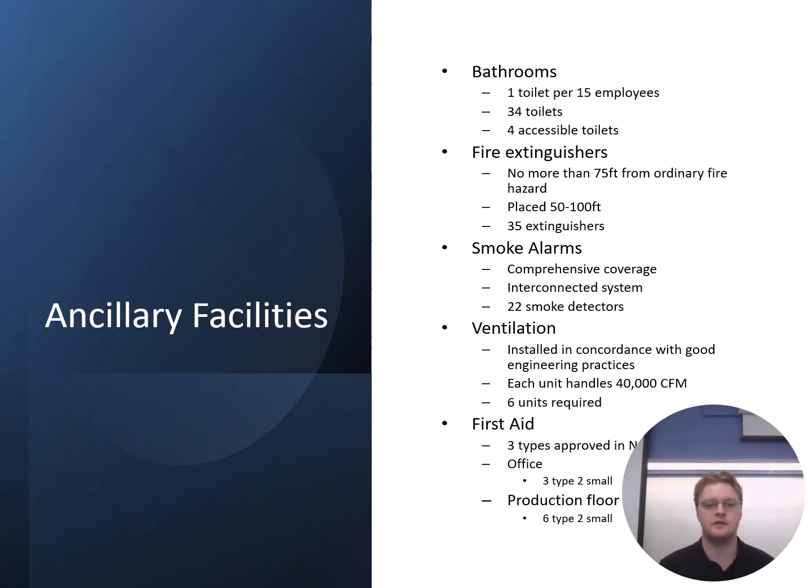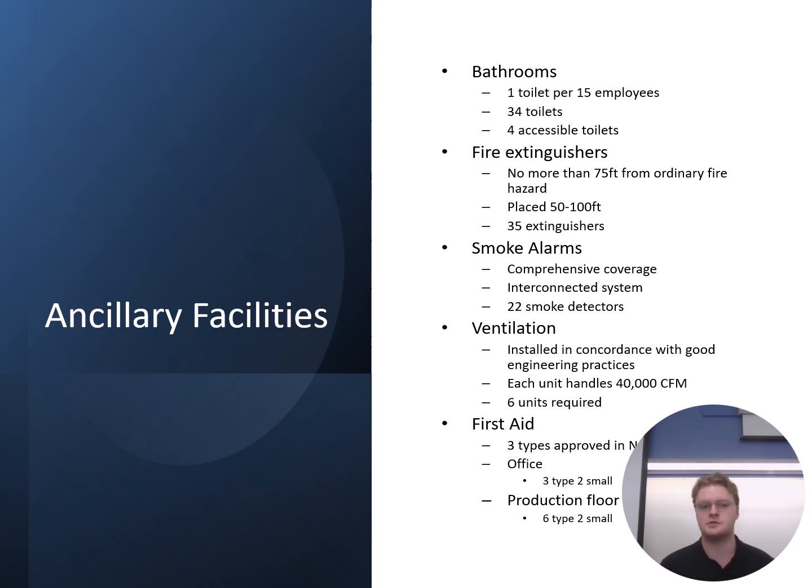Next, we have ancillary facilities. So per the Nova Scotia Building Code, there must be one toilet for every 15 employees. Given that we have 164 employees who are working at any given time, there must be at least 11 toilets. However, 34 were added for redundancy between two different bathrooms, each having two handicap accessible spots.